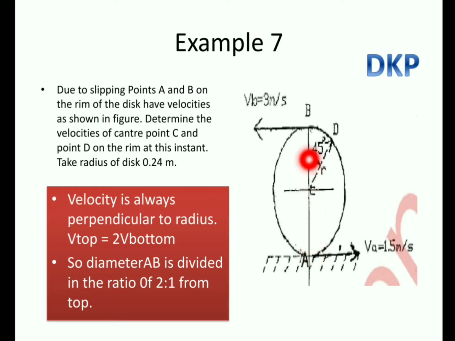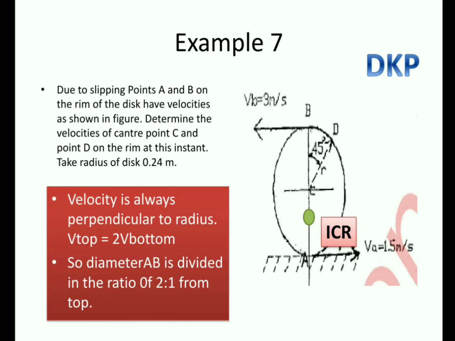So from the top the velocity is 3, from the bottom the velocity is 1.5. So it will be over here. So this is 1/3 of the radius, this is the 2/3 of the radius, and that is going to locate the ICR. So let's see where the ICR lies. So the ICR lies at this green point. So the diameter AB is divided in the ratio of 2 is to 1 from the top. So 2/3 of the diameter is the radius of topmost point, 1/3 of the diameter is the radius of bottommost point. So this is how we are going to locate the ICR for different types of numericals.